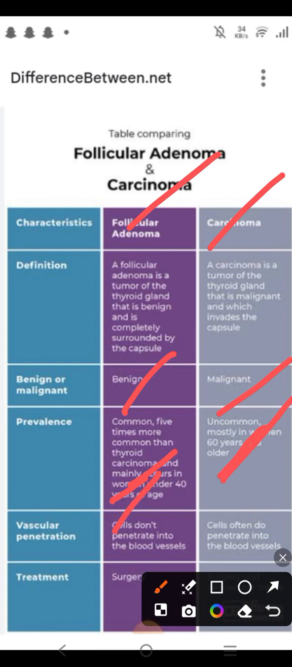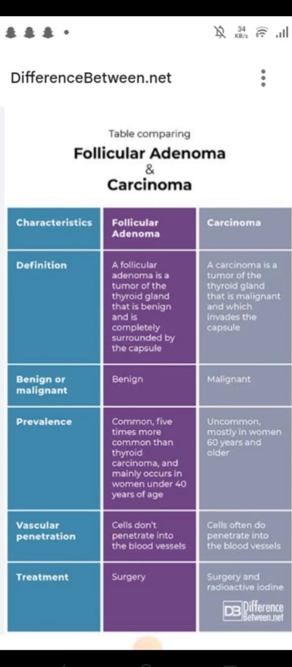Follicular adenoma does neither capsular invasion nor vascular invasion, but follicular carcinomas do. In treatment of adenoma, we have to do surgery, but in treatment of carcinoma, we have to do surgery plus radiotherapy.